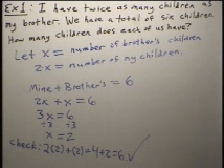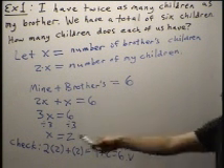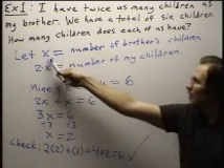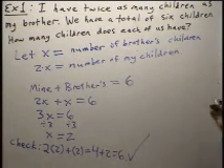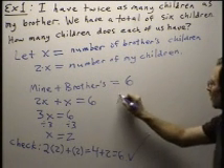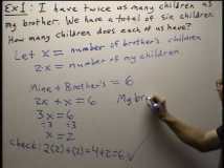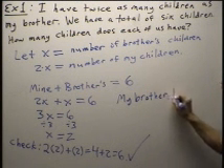The final step now is to answer the question. The answer to the question is not simply 2. X equals 2, and X represents the number of children my brother has. So my brother has 2 children.